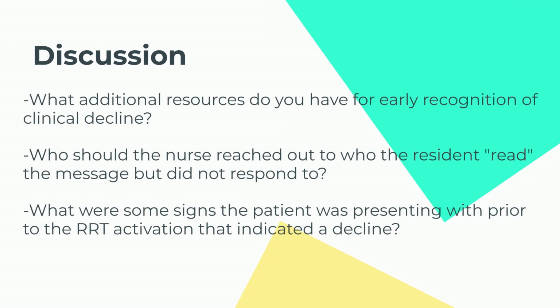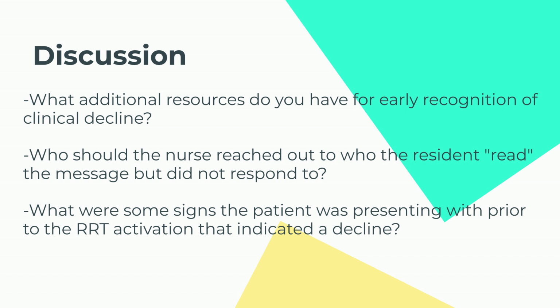Based on this case, what additional resources do you have for early recognition of clinical decline? You could talk to your charge nurse or you can call SWAT for guidance. Who should the nurse have reached out to after the resident read the message but did not respond to it? If the resident was not responding within a reasonable amount of time, the call could be escalated to the attending and up the chain of command for a medical problem.